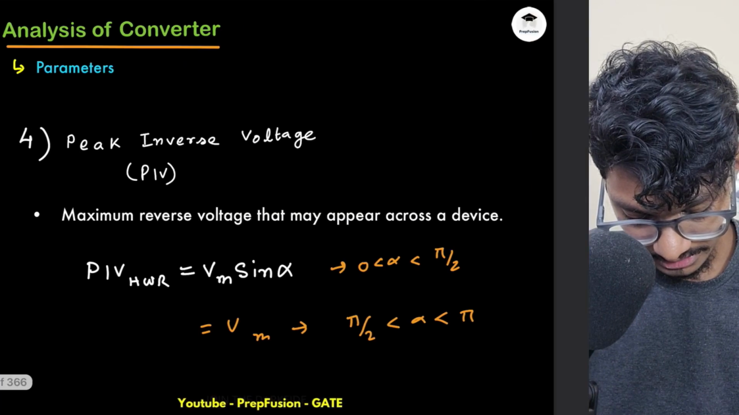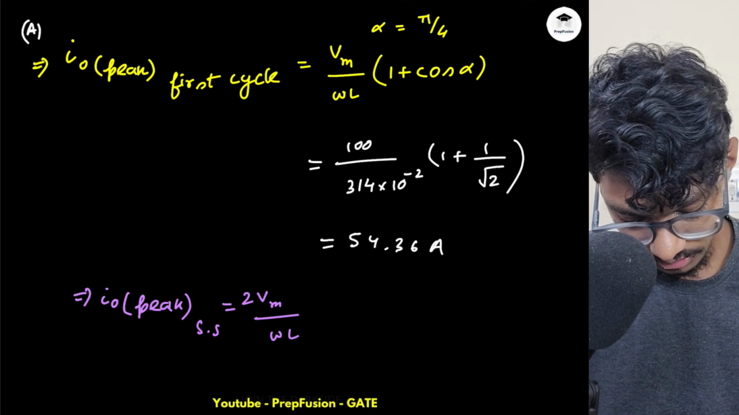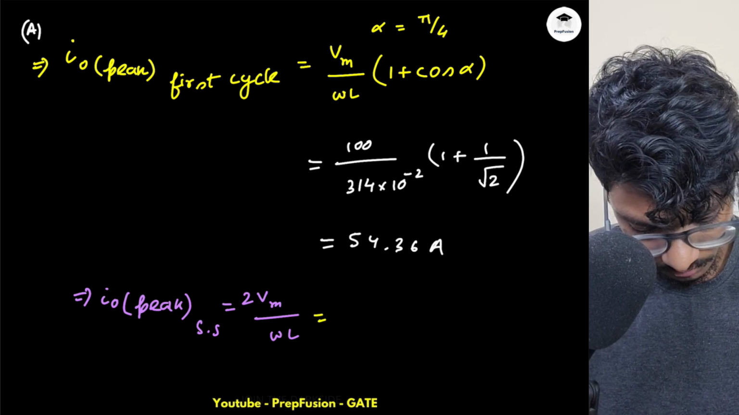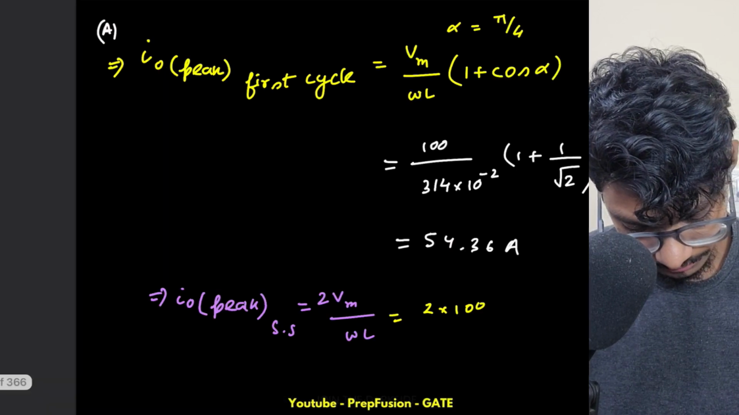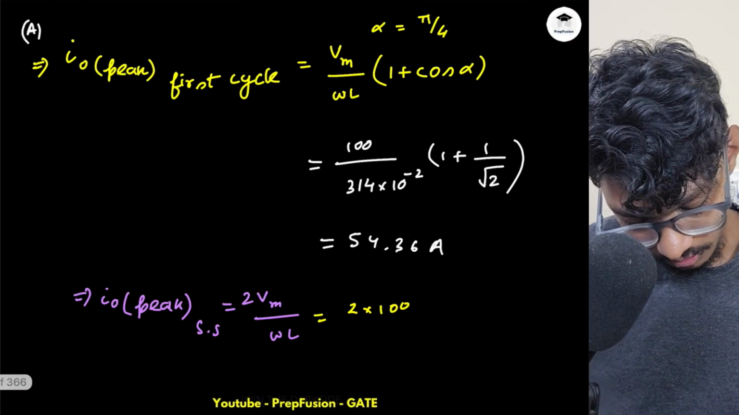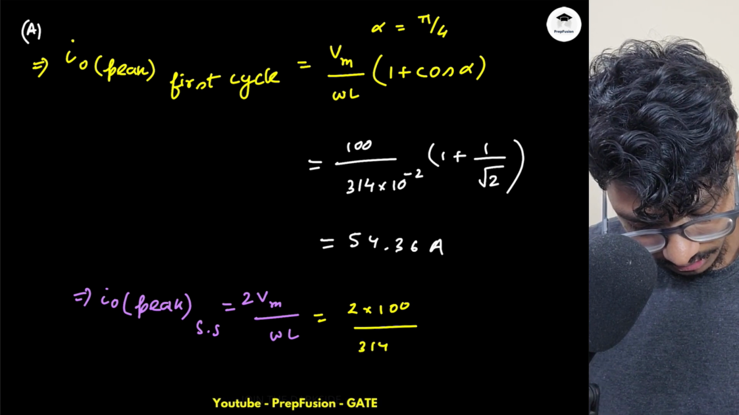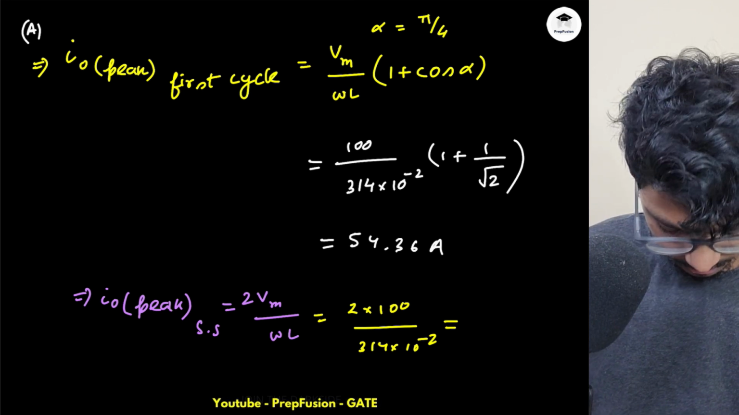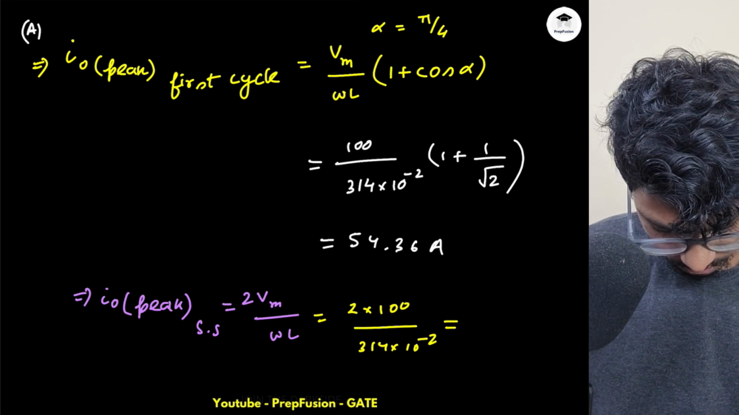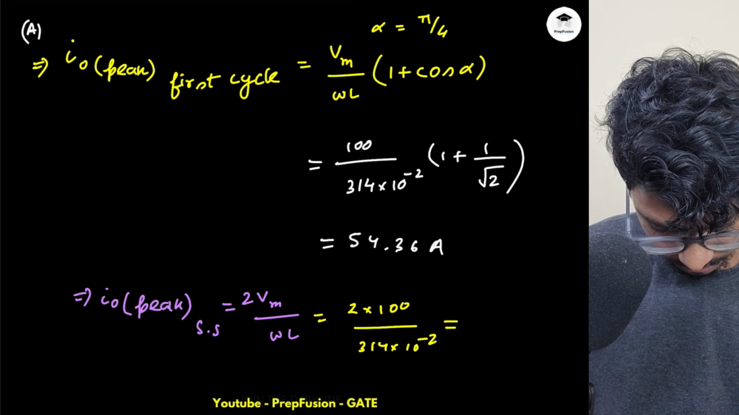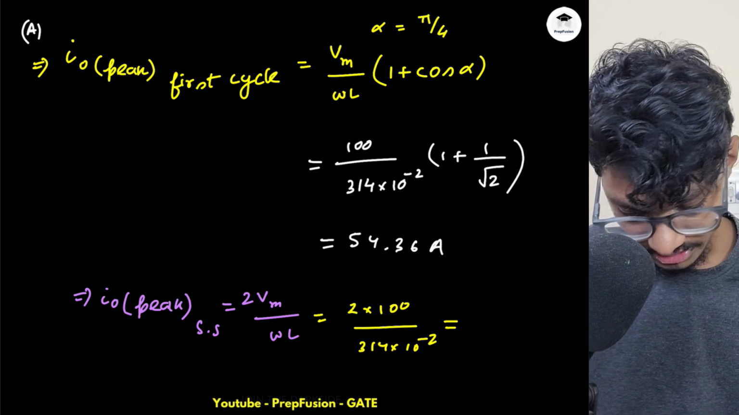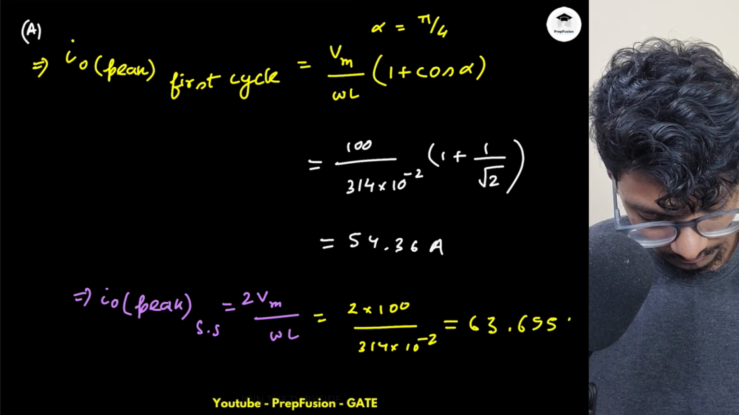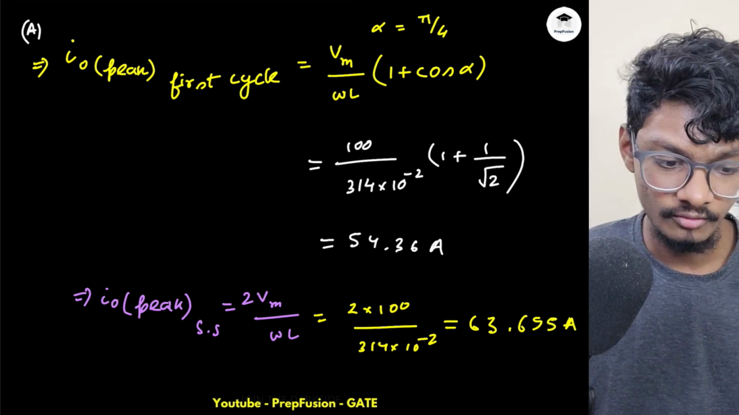Okay, so this will be 2 Vm upon omega L. If I just write this here, 2 Vm upon omega L, this will be equal to 2 into 100, so Vm is 100, right? 100 upon omega, omega is 314, into 10 raised to power minus 2. So I'll just compute it, 200 into 100 divided by 314. So this will be 63.695 amperes. So this will be the peak value of inductor current.